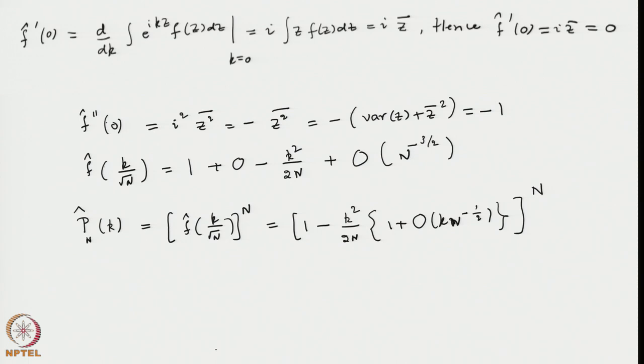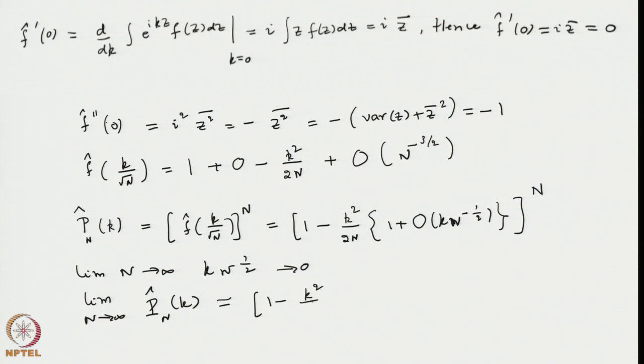Now, for a minute, let us ignore the term of the order of k n to the power minus half as compared to 1. As n tends to infinity, k n to the power minus half will tend to 0, and hence the term in the curly bracket will be only unity. So, we can write in the next step, limit n tends to infinity p n k will be 1 minus k square by 2 n to the power n.